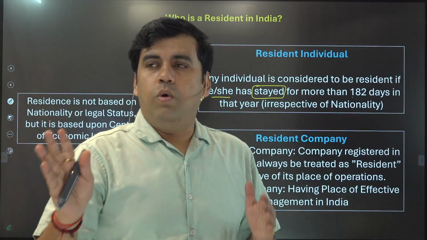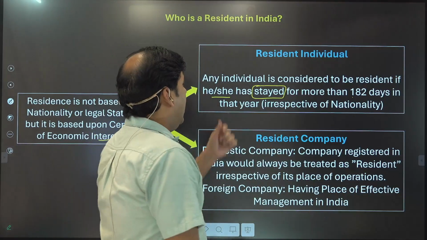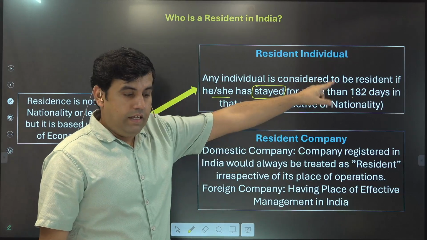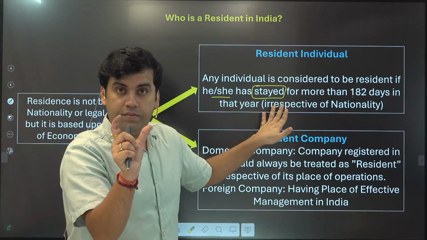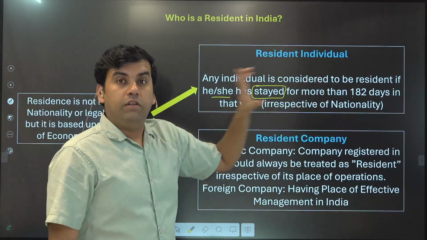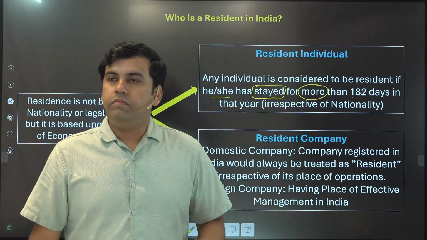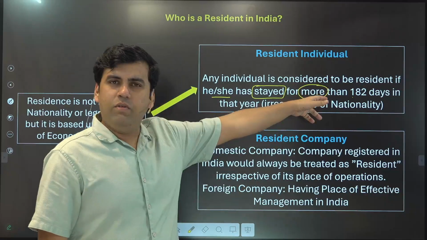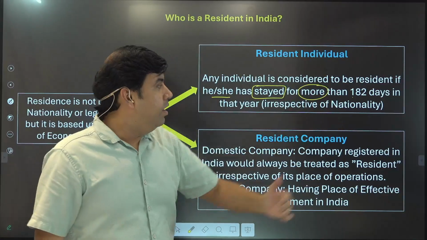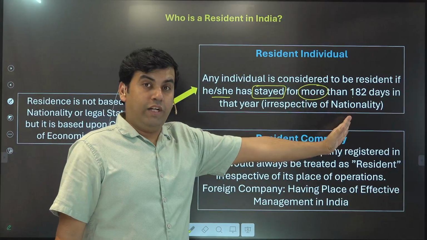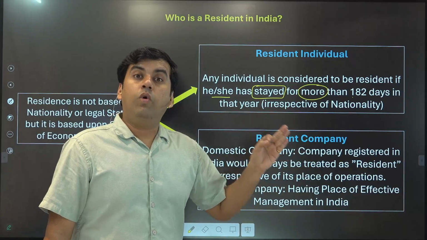I'll come to what the exemptions are. Let's understand what is included first. An individual is considered to be a resident if he or she lives, the word is lives, for more than 182 days. The word is more than. So it is roughly around 6 months. If a person lives more than 6 months outside India, it does not matter what his nationality is, and he is living not as a tourist, he is living for economic interest.